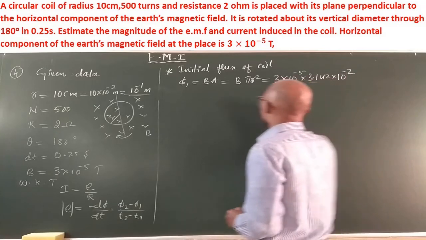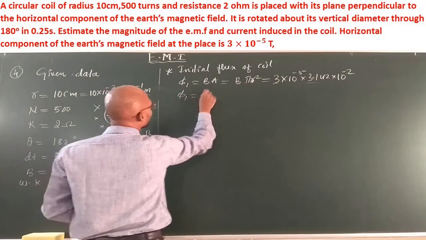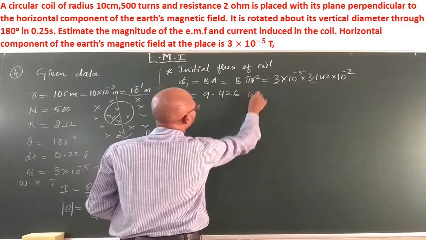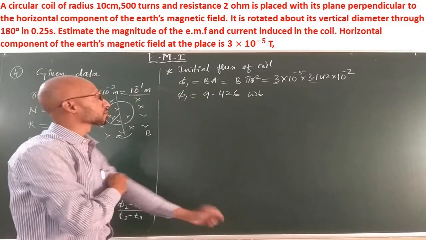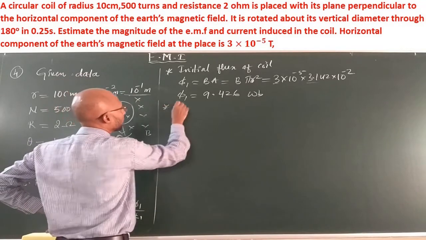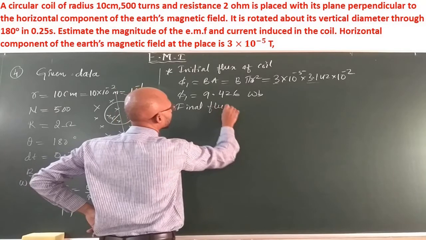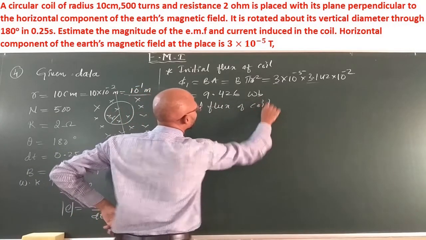Now you multiply these two, what will come? Flux will be 9.426 Weber, that is the initial flux. Now what is the final flux? Final flux of the coil. Now what are we actually doing?